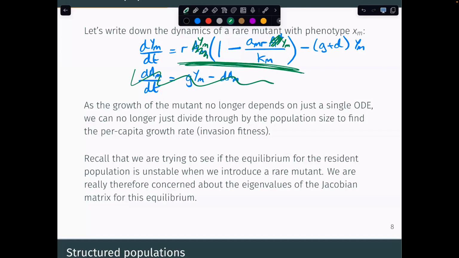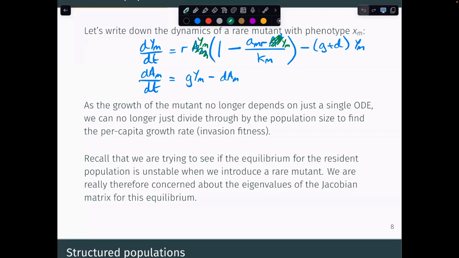Okay, so the AM is kind of like a dead end. There's no feedback from this class into this class now with these changes that I've made here. So the structure itself is important insofar only as it affects the reproduction of our mutant. This is a structured model where the older individuals have no effect on the growth, because no new individuals are being produced based on the density of this class. Therefore, they don't matter. Yes. So like AM doesn't show up in that. Exactly, yeah. So in that case, we would just be able to divide through by Ym, and we would have our invasion fitness based on that.